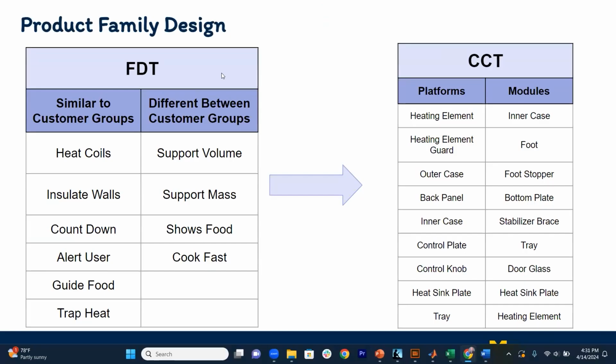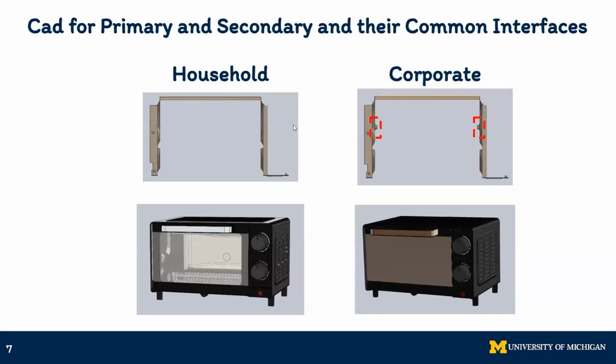Here we have our product family design. We have the FDT chart on the left, which shows functionalities that are similar and different between the customer groups. And on the right, we have the CCT, which shows the platforms and modules with the corresponding parts. If we go to the next slide, we can see the CAD for primary and secondary and their common interfaces.